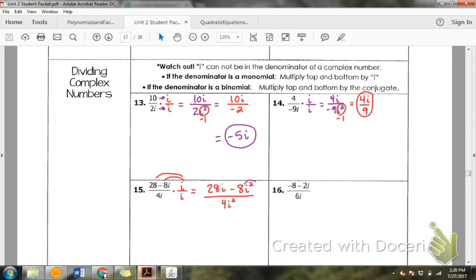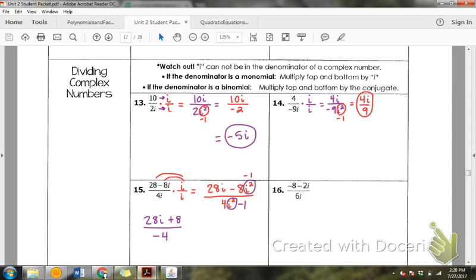So I know that this I squared is going to turn into negative 1, which makes that negative 8 become what? Positive 8, good. And in the bottom, that I squared becomes negative 1, which makes the denominator become what? Negative 4. Now, so I had 28I plus 8 divided by negative 4.